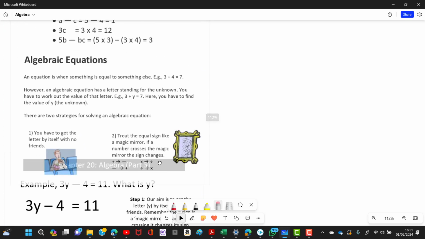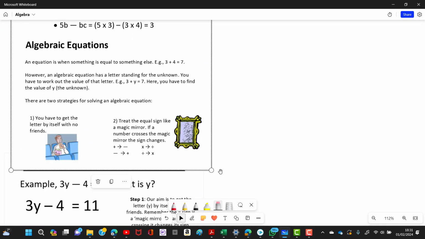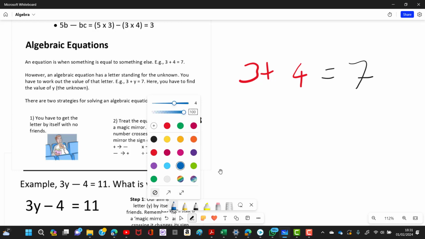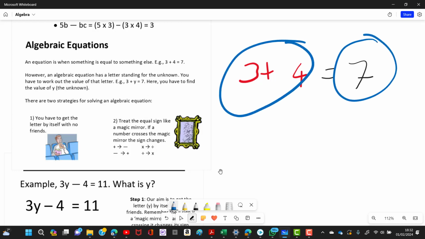So what are equations? Equations are when something equals something else. As an example, 3 plus 4 equals 7. So this bit equals that bit. Okay? So one circle equals another circle. And that's what an equation is. Something equals something else. Now, in algebra equations, we have something equals something else, but we have a letter there, and the letter stands for the unknown. It's the mystery. You have to work out what that letter stands for.